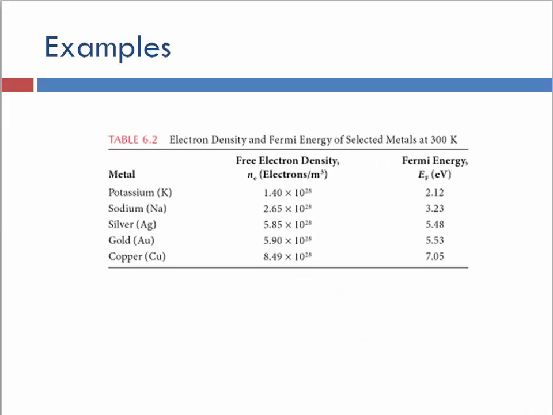So let's see some examples. Here in this table we can see some examples of metals or conductors at a temperature of 300 Kelvin, and electron densities, electrons per meter cubed, so this Ne given here, and the Fermi energy levels given here. So these are in your book for your reference.